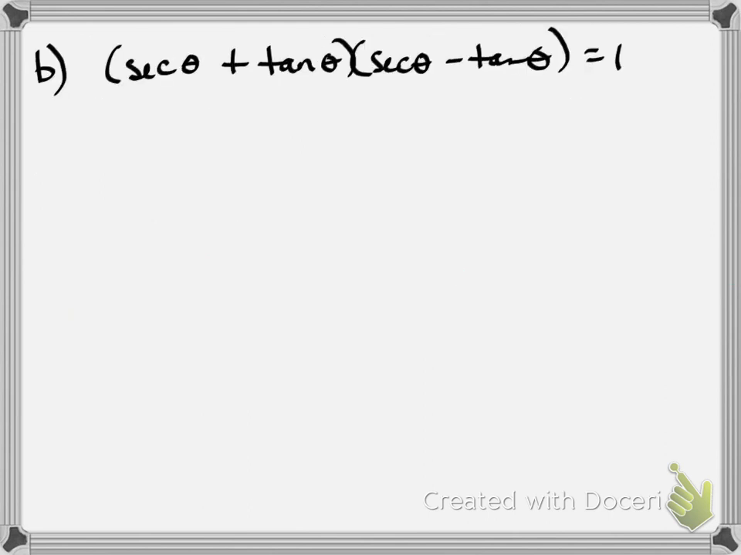Okay, in example B, we have secant theta plus tangent theta times secant theta minus tangent theta equals 1. Definitely the left-hand side is most complicated, so that's where we'll start. When we're multiplying two binomials, we're going to want to FOIL. But look how sneaky, we have conjugates.